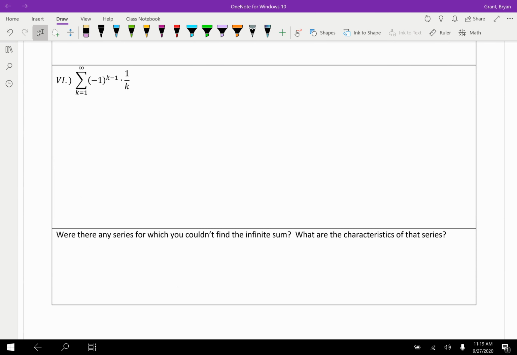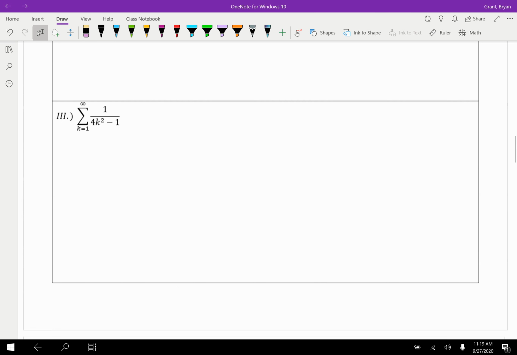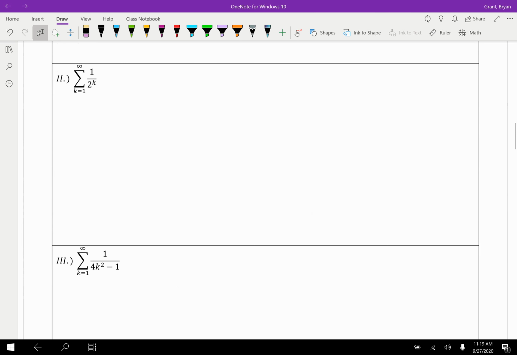At the very end, it's going to ask you if there are any series for which you couldn't find the sum. And then it's going to ask you, why couldn't you find it? Did you struggle identifying a pattern? Didn't know how to do the limit? Something like that. And there are going to be at least 1 or 2 of these where even though you can find the original terms, you can find the sum of the terms, you may struggle to see that pattern. So you should definitely check my answers at the end.